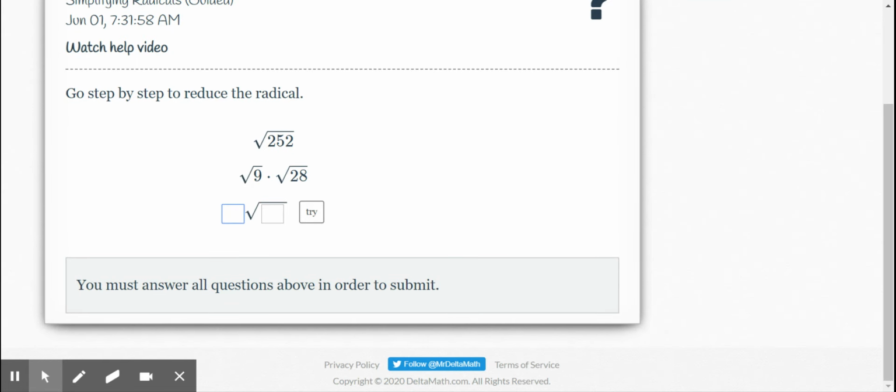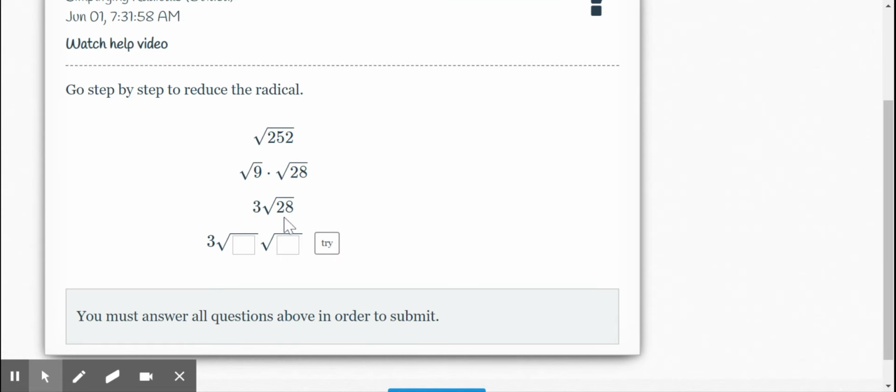Okay, now 9 we can take the square root of. It's 3. The 28 we can't, not initially, so it stays underneath the radical. So that's looking pretty good. But it's telling me that there's another perfect square factor within 28. Okay, it's a small number, so let's start with, is it divisible by 4? It is. So we'll put the 4 in front. 4 times 7, square root of 4 times the square root of 7 gives us the square root of 28.